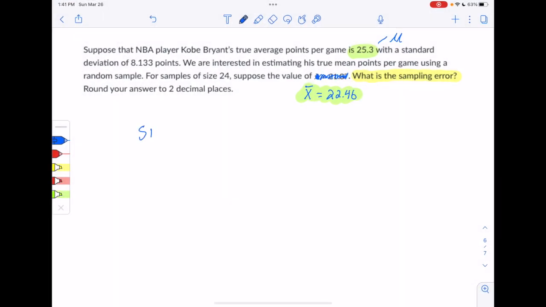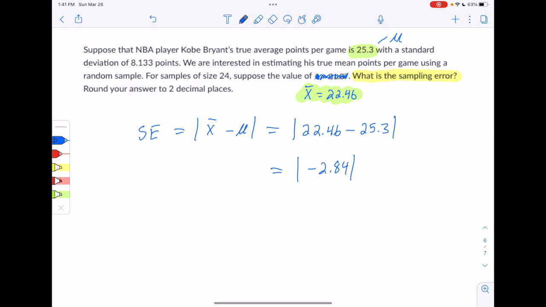In the context of averages, sampling error is equal to the absolute value of the difference between the sample mean and the population mean. So it turns out this is a really easy, fast problem if you go the right direction, because all we have to do here is subtract and take an absolute value. So plugging in for x bar, we have 22.46 minus the population mean 25.3. If we do the subtraction on that, we do get a negative. We get negative 2.84. And then the absolute value would get rid of that negative sign, so it would just be 2.84. And that's going to be our answer.